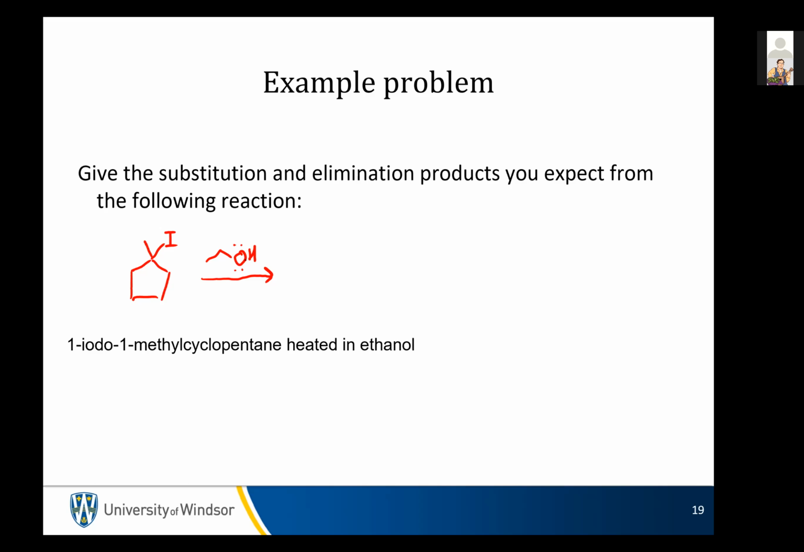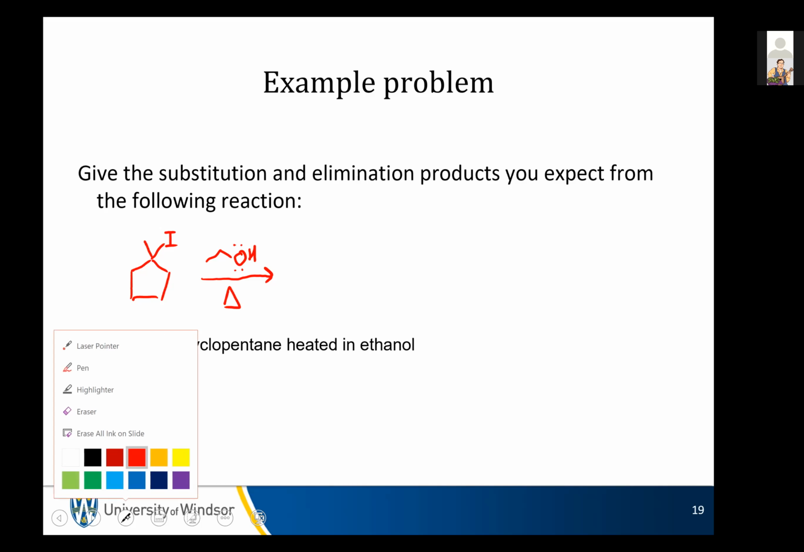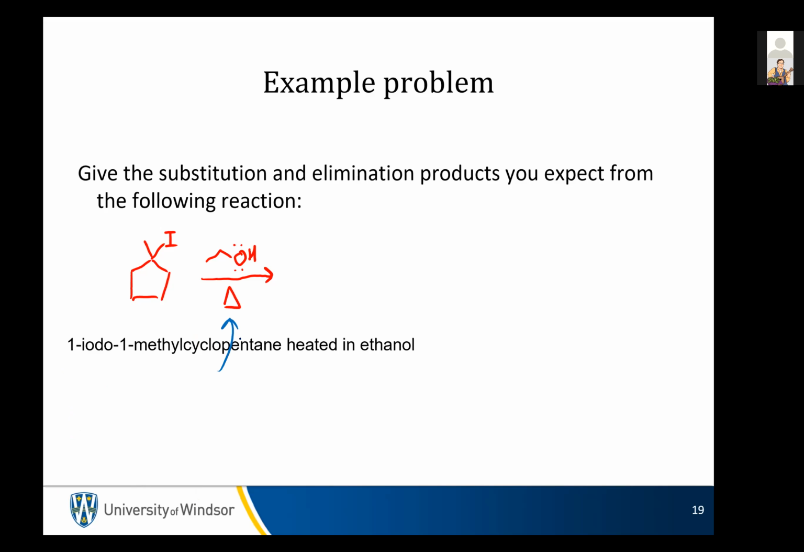Okay. So what we have here is 1-iodo-1-methylcyclopentane heated in ethanol. There's heat. So there's a bunch of things going on here. We're already getting some information. There's a lot of energy in this system. What we should be doing when you're doing this is you should be now looking at this and going, okay, lots of E.